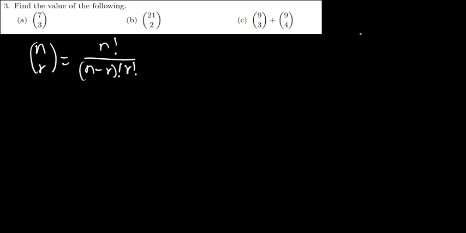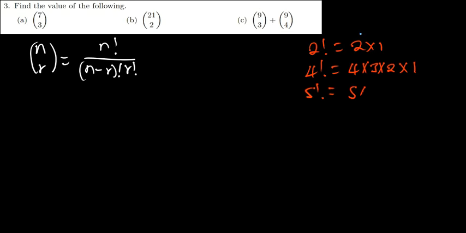When I'm talking about factorial, let's say I've got 2 factorial. 2 factorial is basically 2 times 1. If I give you 4 factorial, that is 4 times 3 times 2 times 1. If I give you 5 factorial, this is the same as 5 times 4 times 3 times 2 times 1.